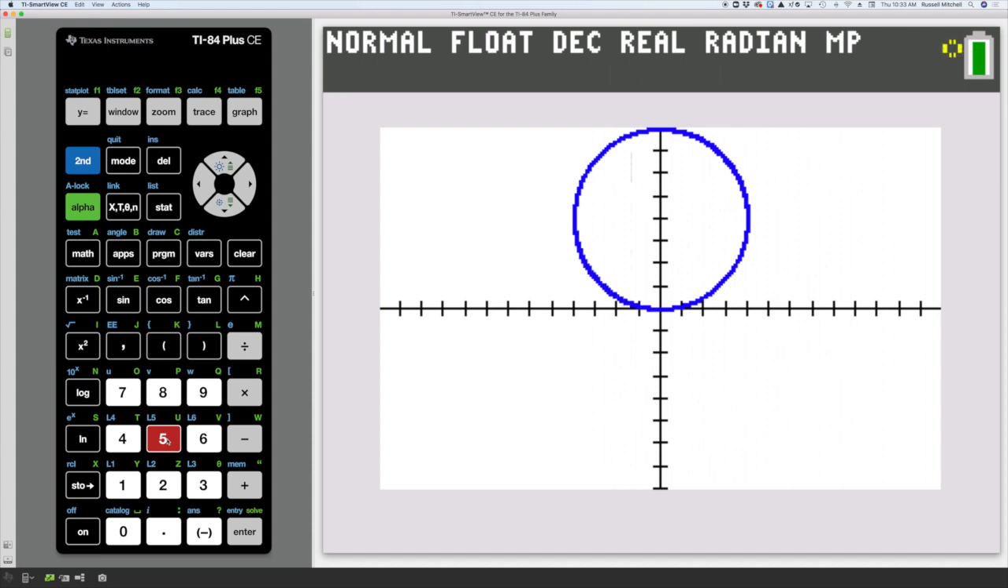And what does it look like to you guys? It's a circle, right? So 4 sine theta is the equation of a circle in polar form, okay? And also like 4 cosine theta.